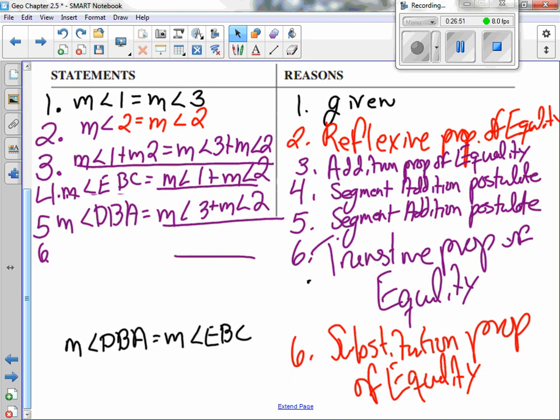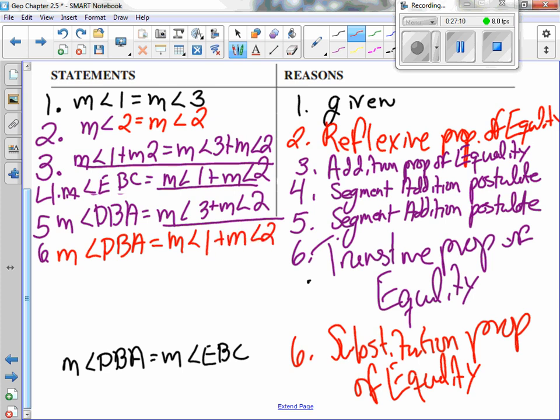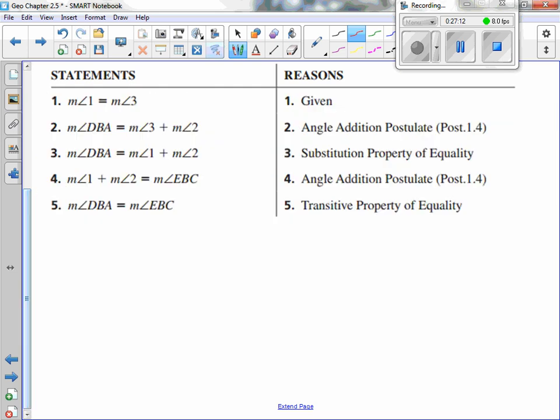Okay, good. Really what we would say is we could say that, we'll use this one here, DBA, is equal to the measure of angle 1 plus the measure of angle 2. Okay. This is another way we can do it. This is in your textbook. I'm just going to have you all look at this and walk through this. So there's more than one way to do this.